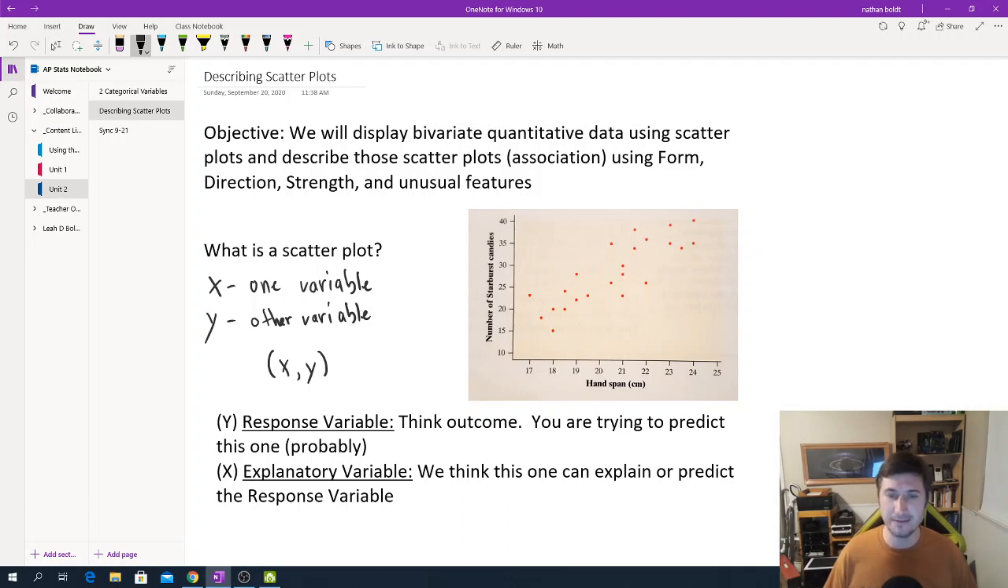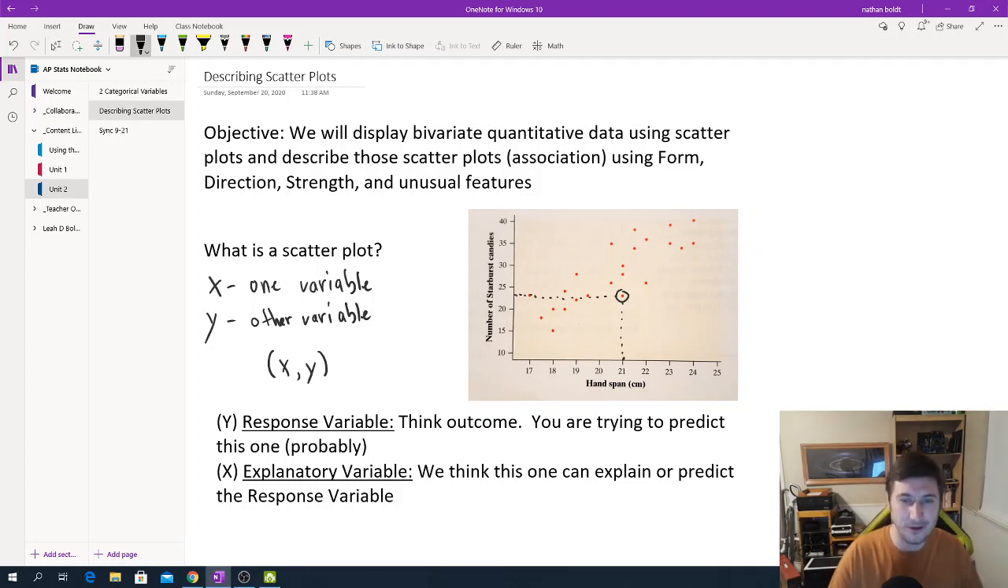Now we look at the scatter plot. It is important to be able to read them. So if I pick one point in particular, like this one, that is a person with a hand span of 21 centimeters, and they were able to grab approximately, maybe 23 or 24 starbursts out of the jar.